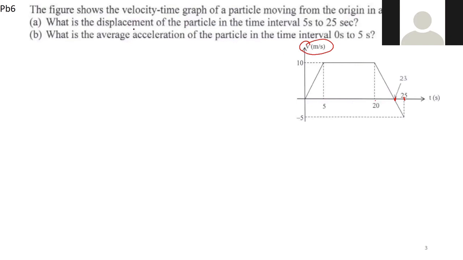So now the question is, what is the displacement of the particle between 5 seconds and 25 seconds? So 5 seconds is here, 25 seconds is here. I have a velocity time graph, but now I need a displacement. So you know that velocity is the derivative of position with respect to time. That means that dx is v dt. Now, if I take an integral, I will have between t initial and t final.